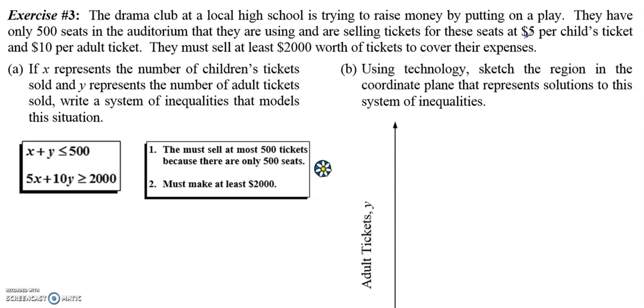All right, so you can see they have to sell at least 500 tickets. So the number of tickets together has to be less than or equal to 500, since there are 500 tickets total, so you can't go over 500. And they wanted to make more than 2,000. Again, the dollar value means the number times the price.